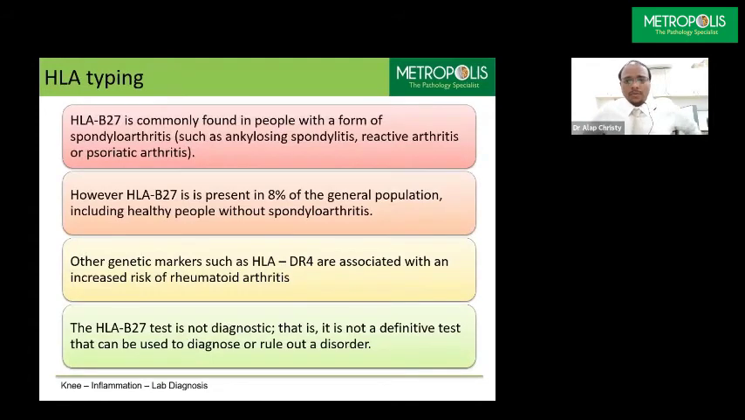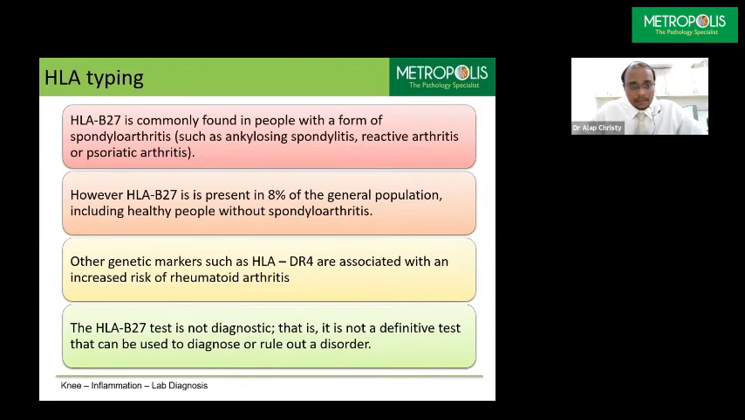Now let's go on to the next type, that is psoriatic arthritis. As far as HLA typing is concerned, HLA B27 is very helpful in people with a form of spondyloarthritis, such as ankylosing spondylitis, reactive arthritis or psoriatic arthritis. However, it is also present in 8% of the general population, including healthy people without spondyloarthritis.